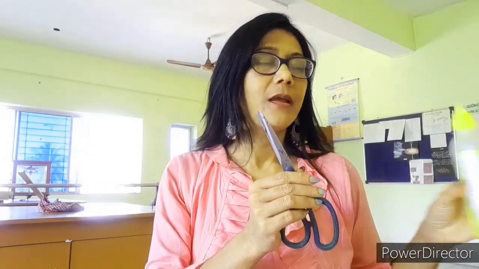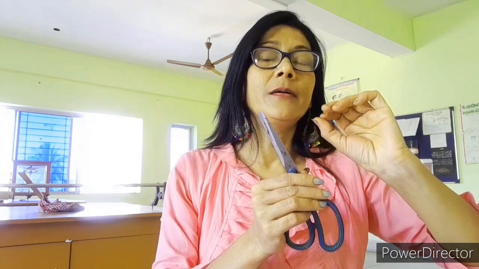To do this activity, we need very simple things. This kind of page, only one page is required, and scissors and gum. And if you want, you can take some cotton also. Okay, now see what to do.